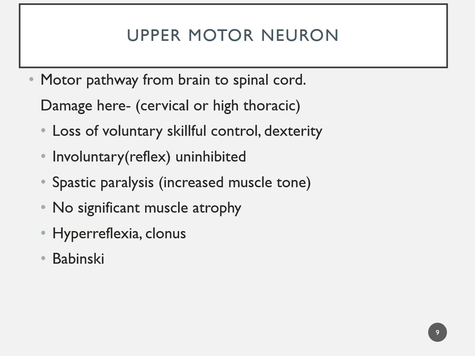If a patient has a high thoracic or a cervical injury, the patient will probably exhibit loss of voluntary skillful control. So they might not have motor control. They'll lose dexterity. Their involuntary reflexes are uninhibited, so that causes a spastic type paralysis. Often when people think of paralysis, you think of flaccid, but an upper motor neuron injury gives you spastic paralysis.